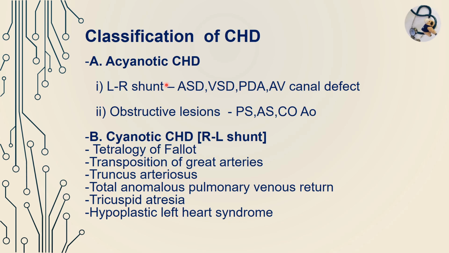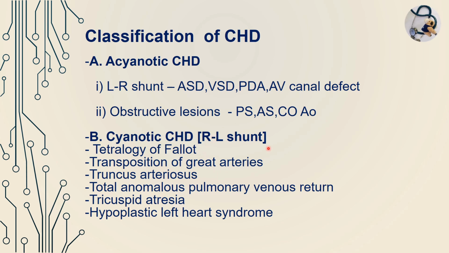For easiness you can just remember 3 holes, that means left to right shunt. So holes occur in ASD, VSD, PDA. 3 tubes you can remember, that is the obstructive lesions. So tubes are pulmonary stenosis, aortic stenosis, coarctation of aorta.